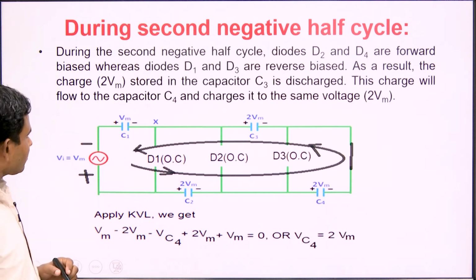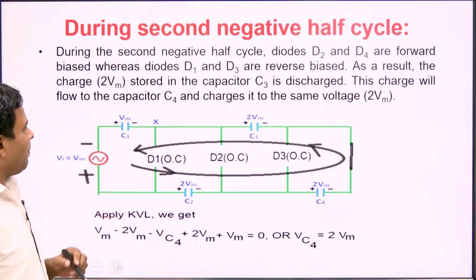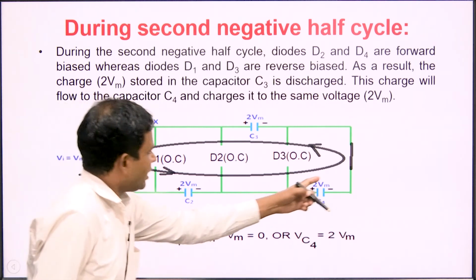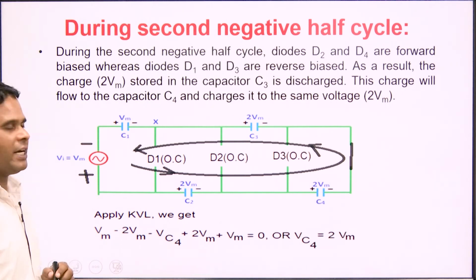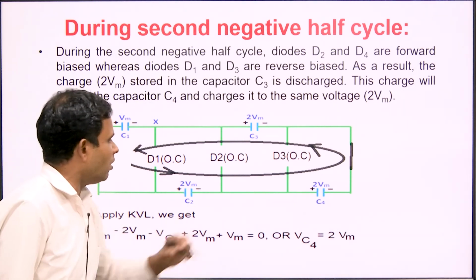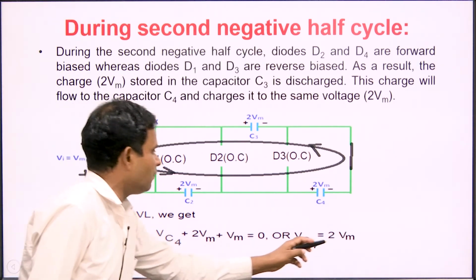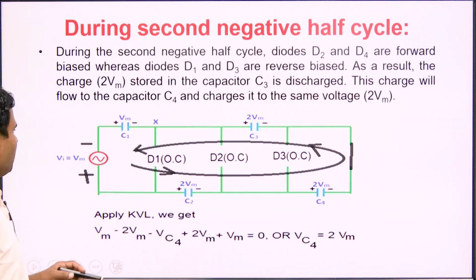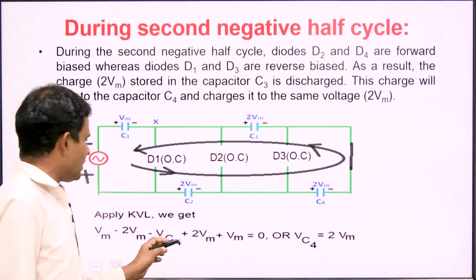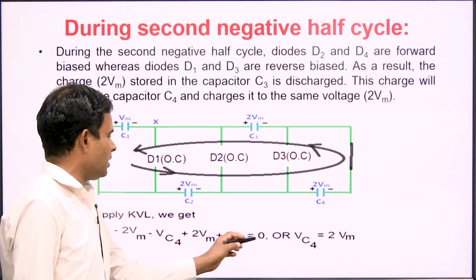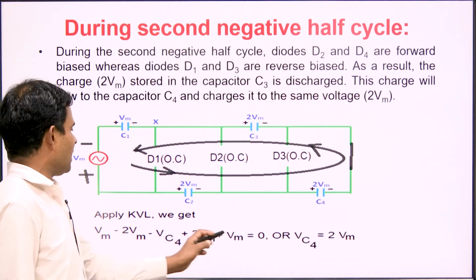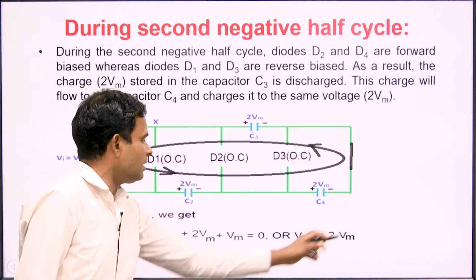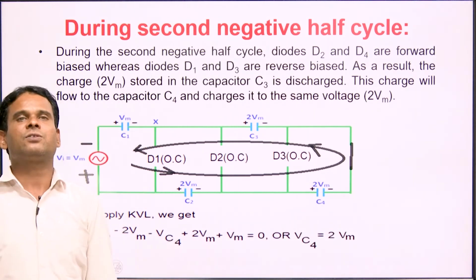Now what will happen here? D4 is in forward bias. This means C4 will get charged to voltage Vc4. Then what will be the value of Vc4? Obviously, Vc4 will be 2Vm. Why 2Vm? If we apply the KVL equation, we get Vm minus 2Vm minus Vc4 plus 2Vm plus Vm is equal to 0, and here 2Vm will cancel, and Vm plus Vm is equal to 2Vm. This means Vc4 is equal to twice Vm.